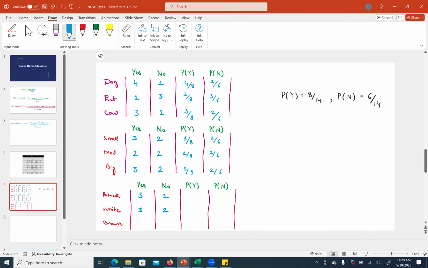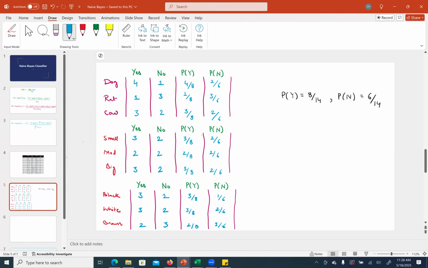Okay, now I think we can subtract also to get it. Total number of yes are 8, 6 are already covered, so 2. Total number of no's are 6, 3 are already covered, so this is 3. So the probability of yes is going to be 3 by 8, 3 by 8, 2 by 8. Similarly for no, 1 by 6, 2 by 6, and 3 by 6.